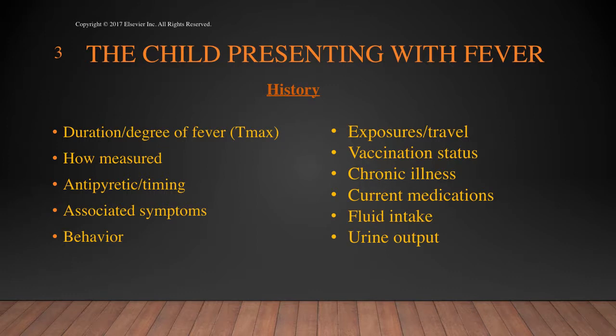You want to know if the child has any chronic conditions, because evaluating a child with a fever who also has chronic illness puts that child into a different category of risk. You want to know, in addition to antipyretics given, if the child is on any current medications. And you want to know what their fluid intake and urine output is, because with fever, there is an increased risk for dehydration. The fever makes the child uncomfortable and they refuse to drink. And in addition, it increases the insensible fluid losses and leads to dehydration. So you want to know what their urine output is and how it compares to their normal.